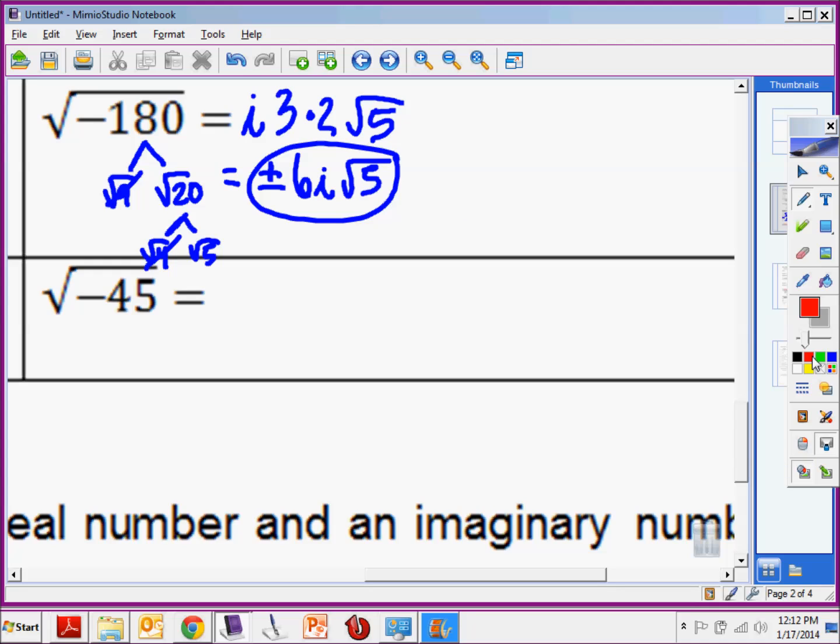All right, we have the square root of negative 45. It's a negative 45, so what's the first thing I know I can take out? I can come out. Are they all going to be negative? Yes, because we're doing imaginaries.